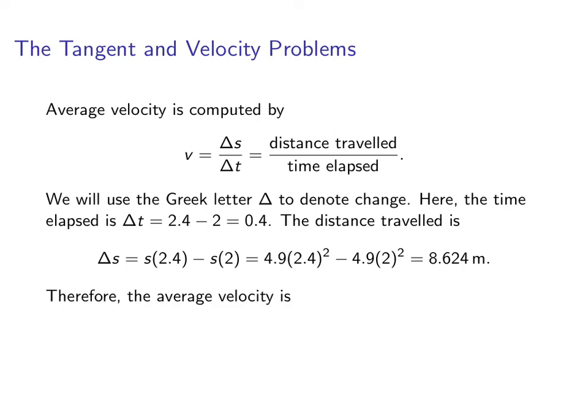So now we can say what our average velocity is. Our average velocity is delta s over delta t, and that's 8.624 divided by 0.4. And that works out to 21.56 meters per second. So that's our average velocity. Okay, that's all for now.